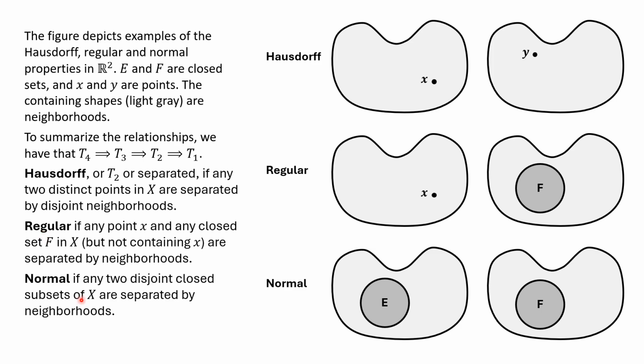And then just going up one more level of complexity, or a little bit stronger than this previous condition. Normal is if any 2 disjoint closed subsets of X are separated by, again, a disjoint neighborhood. So we have here E and F, and there's a neighborhood about E and a neighborhood about F that are disjoint. Okay, so those are the examples, and these are three of the more common ones that are used in various mathematical theorems.